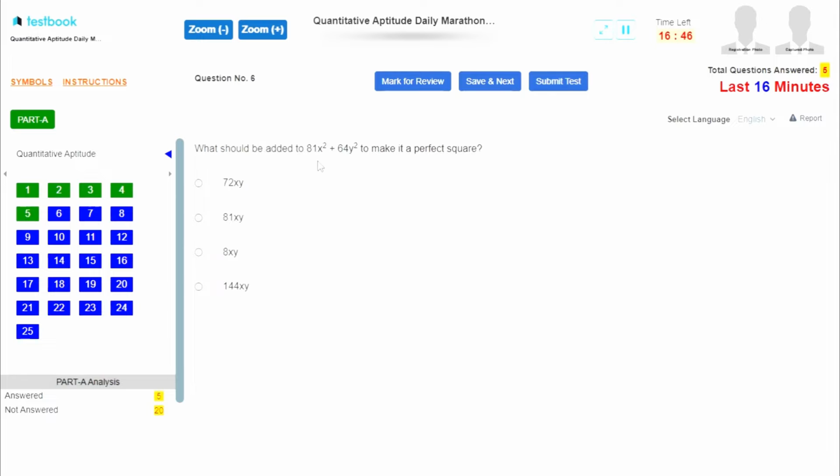What should be added to 81x square plus 62 to make it a perfect square? 2ab, 9, 8, 72, 72 into 2, 144x.